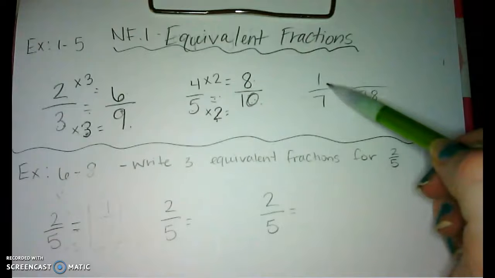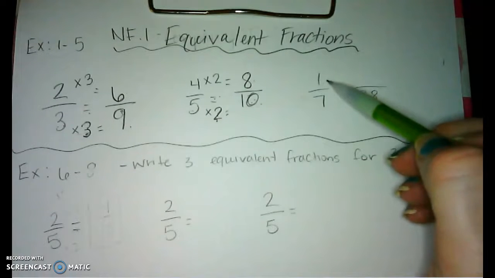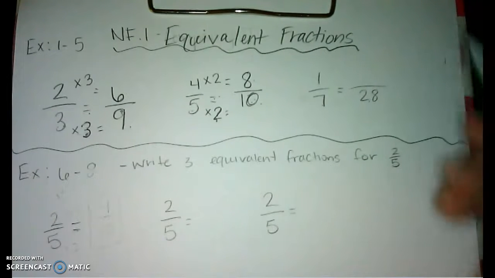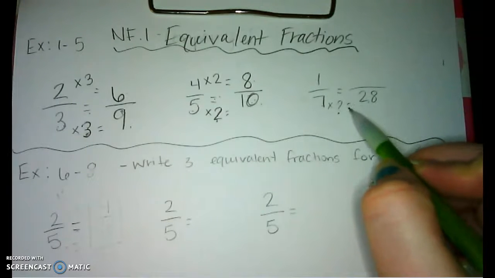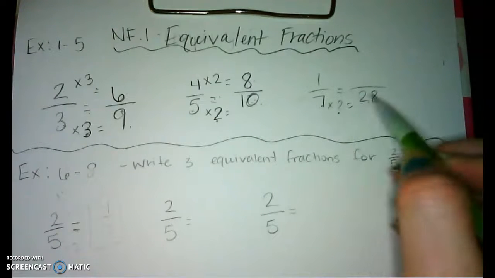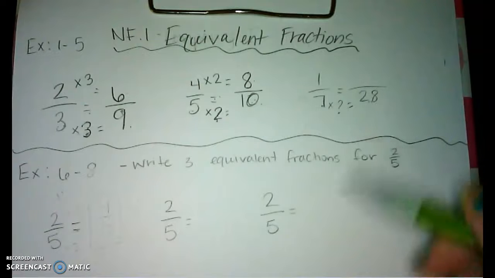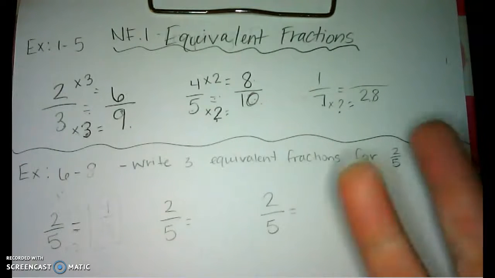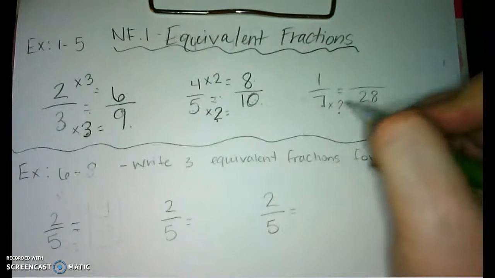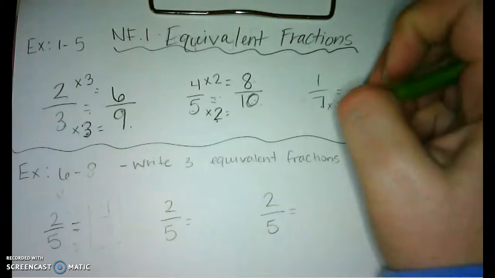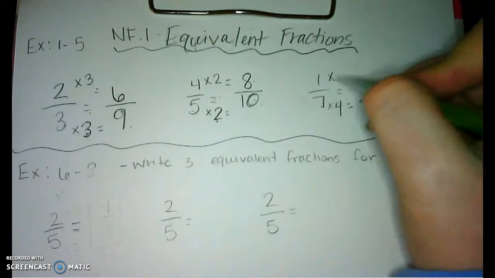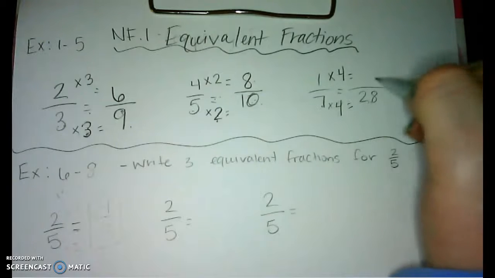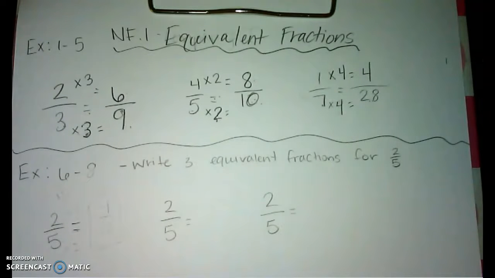All right, and then the last example I have here, I have both denominators. So again, I'm going to do 7 times what equals 28, and then I'm going to count up by sevens until I land on 28. So 7, 14, 21, 28. So 7 times 4. And what I do to the bottom, I have to do to the top. So 1 times 4 equals 4. Okay, that is the first section.